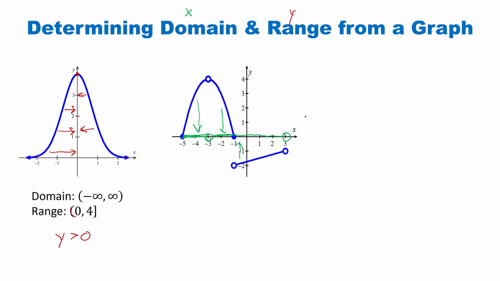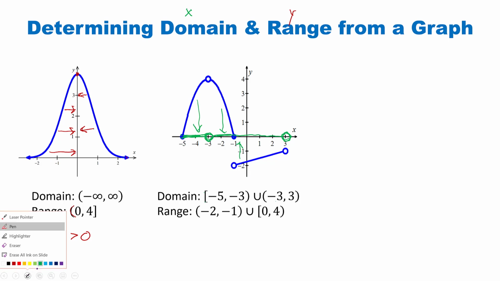So the way we would write the domain here is negative 5 with the square bracket, meaning we include that point negative 5, up to negative 3. We don't include negative 3. We have a hole in our graph at that point. Union negative 3 all the way up to 3, and then also we have a hole at the point where x equals 3, so we're not going to include that point. Okay, so that's the domain, and again we're kind of cheating here, looking at the range before we figured out what it is.